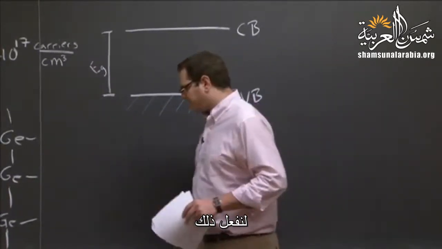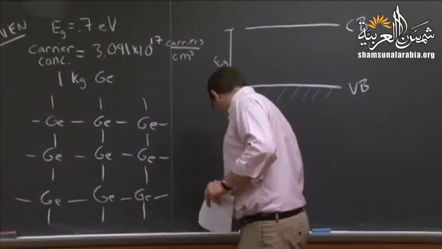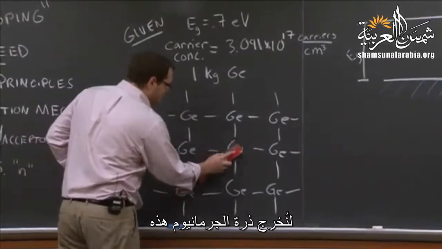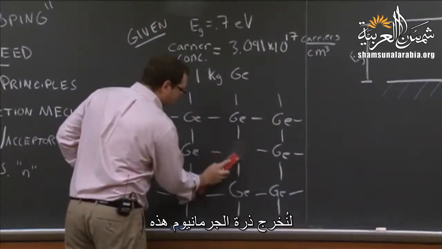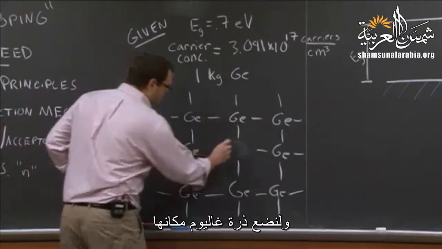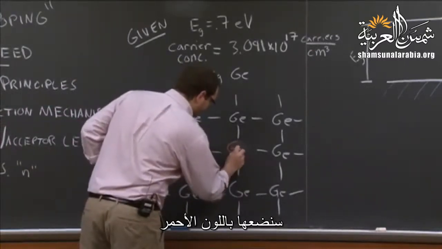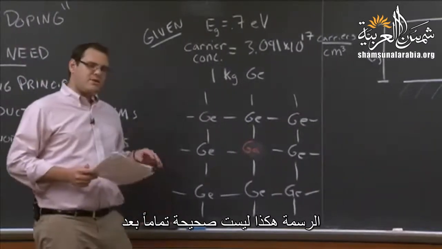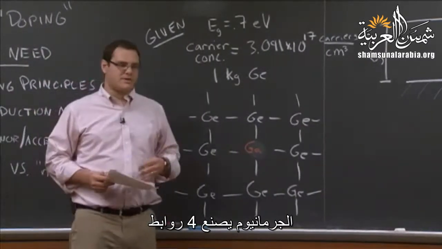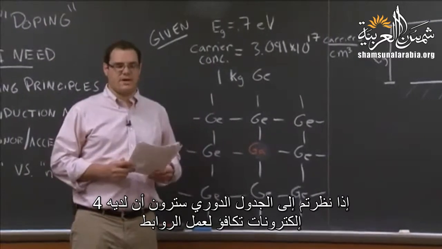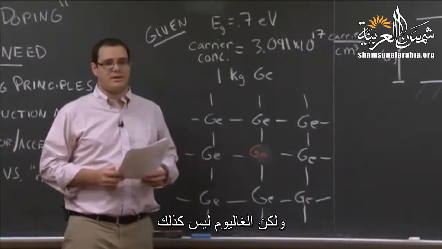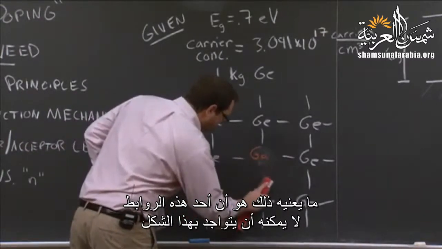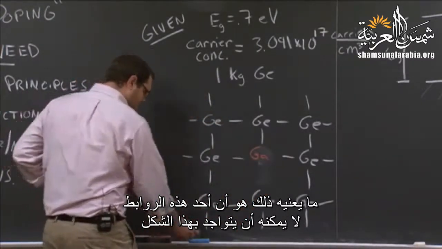So let's do that. Let's take out this germanium. Let's put a gallium in its place. We'll put it in red. Okay, so this isn't exactly correct yet. Germanium makes 4 bonds. If you look at the periodic table, you'll see that it has 4 valence electrons to make bonds, but gallium does not. Gallium only has 3. So what that means is that one of these bonds can't exist like this anymore.